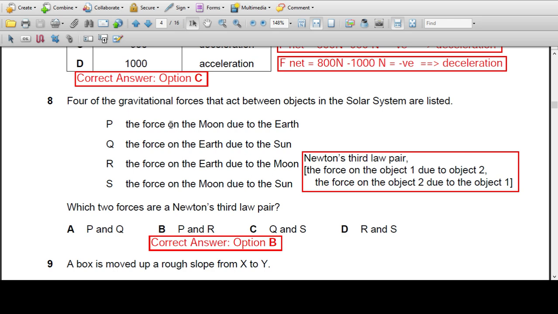So pair P and R is correct. This is option B, because here one object is acting on the other. Here we have a combination of moon and earth, earth and moon. So this pair P and R is Newton's third law pair. The answer is option B.